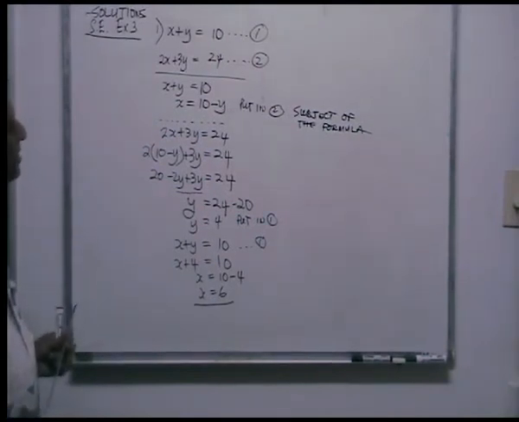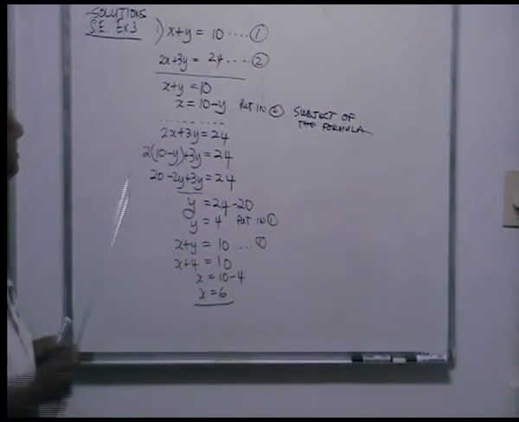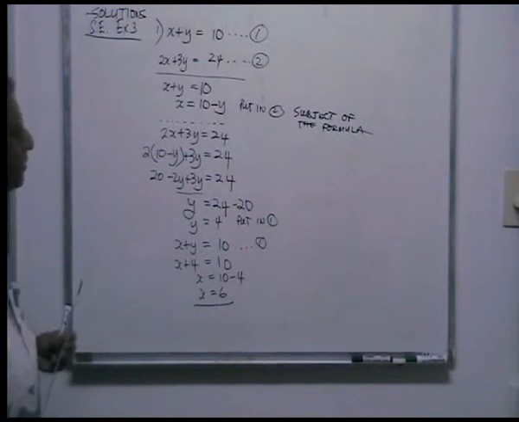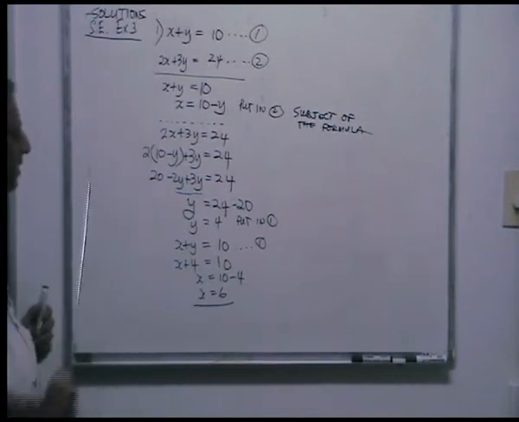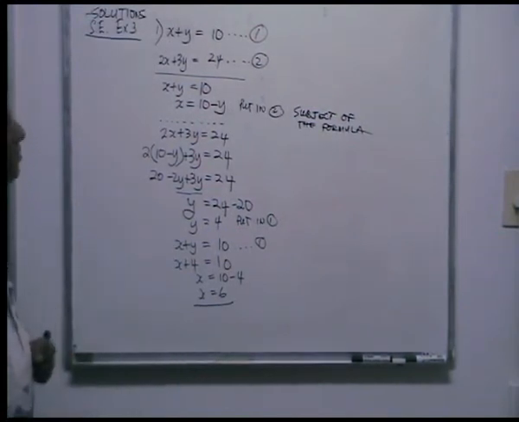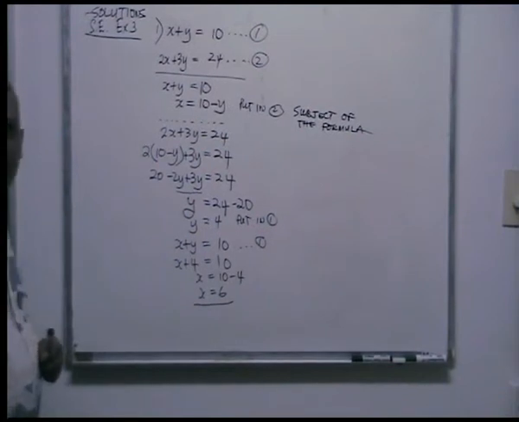Later on, when you get one linear, one quadratic, the same method is going to work. But when we come there, we'll talk about it. So this is a method where you're taking one equation and putting it in another. Alright, we'll move on to number 2.